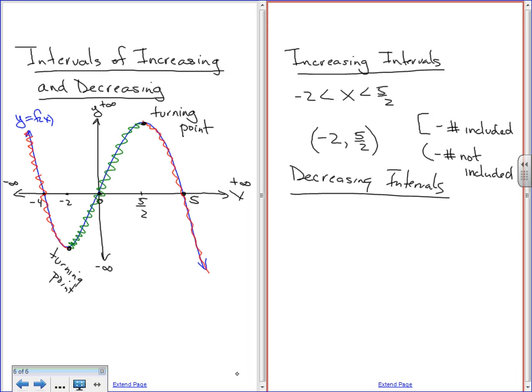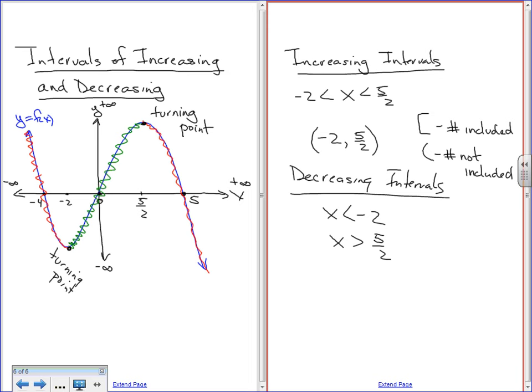Okay, so the decreasing intervals. So the function is decreasing on the left side of -2. So I want it to be less than -2. The function is decreasing on the right side of 5/2. So x is greater than 5/2. So x is less than -2, x is greater than 5/2.